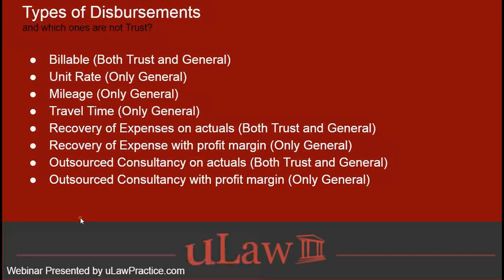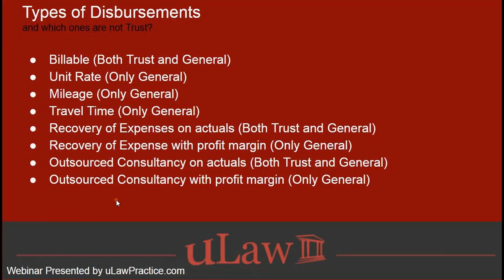Here are some examples of the types of disbursements that I would say can be categorized as good candidates that you can disperse out of both the trust and general. Of course, we're recording this entire webinar, so you will be able to come back to this particular minute or second in the presentation to review this.